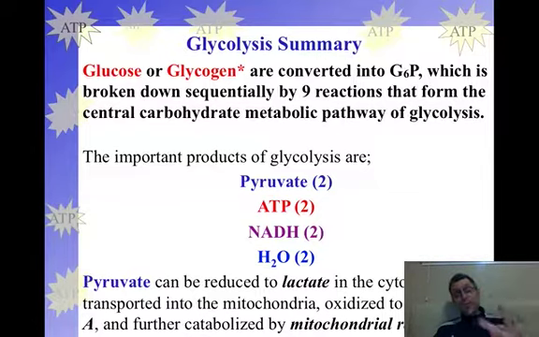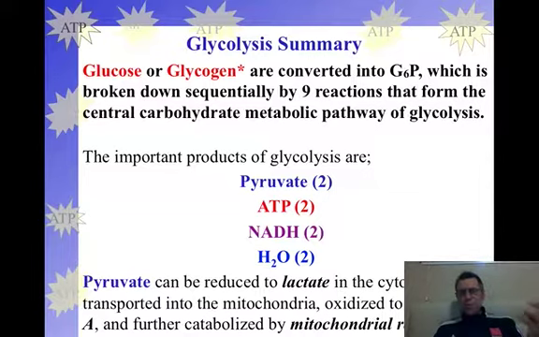We end up with a +2 on ATP, and that's of course assuming we start off with a glucose molecule. If we start off with a glycogen molecule, we end up with +4. We end up with 2 molecules of NADH. No, we end up with +3. Sorry, not good at mental math. 2 molecules of NADH and 2 molecules of H2O. So that's sort of the big picture summary.